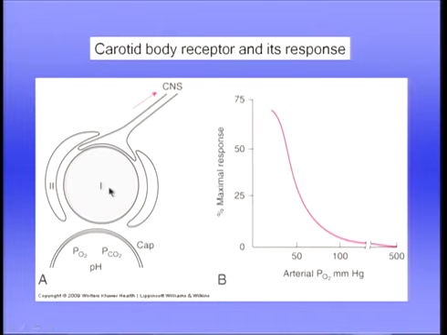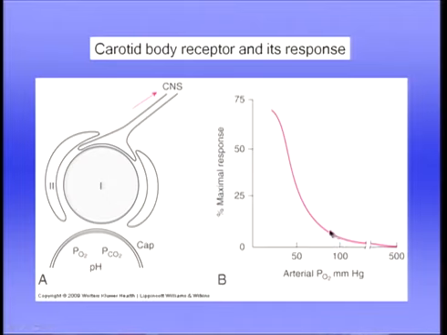Now, the output of the carotid body chemoreceptor, the response that goes up to the brain here, is plotted against the arterial PO2 here, and you can see it's very nonlinear, although it is interesting that there is some response of the carotid body chemoreceptor even at very high PO2s, and that's quite special amongst tissues of the body.